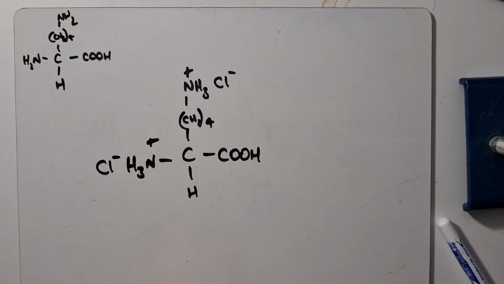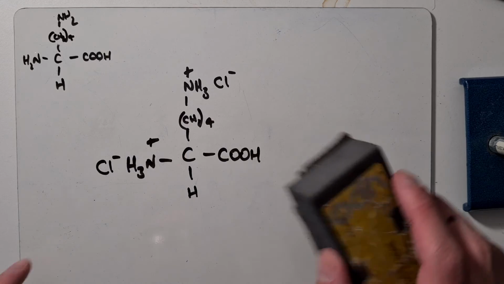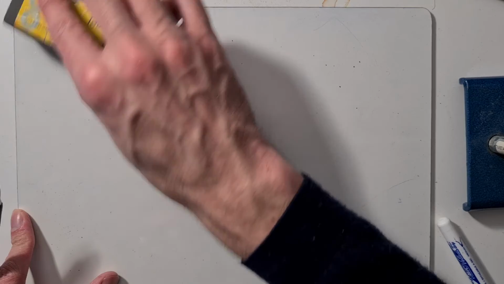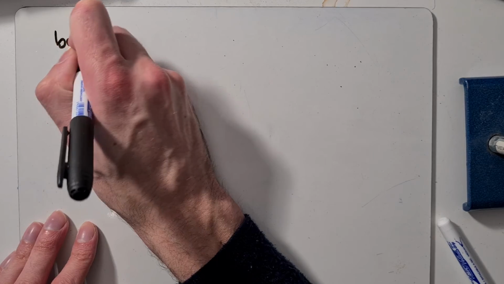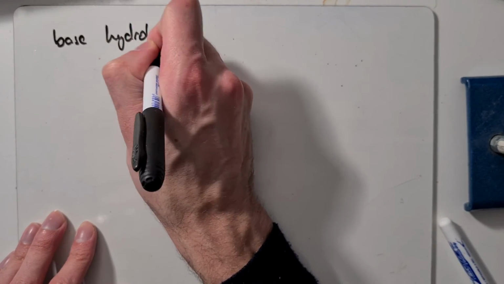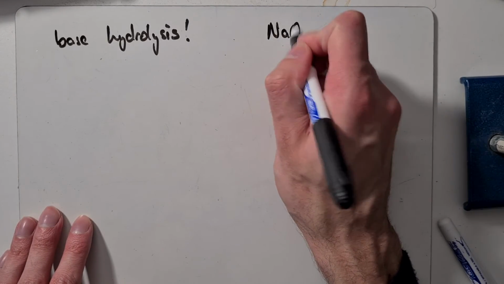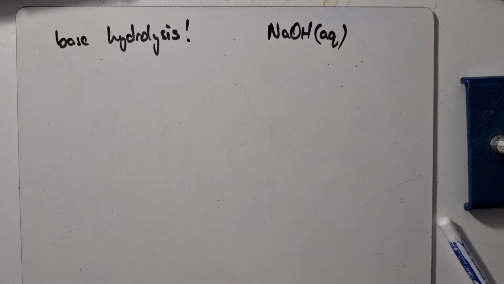In part 3, alpha amino acids can react to form proteins. A short section of protein chain is shown below. A student hydrolysed the protein with hot NaOH. So the key thing here is that we've got base hydrolysis. So it's hot NaOH, NaOH aqueous. Draw the structure of the organic products formed from this section of the protein.